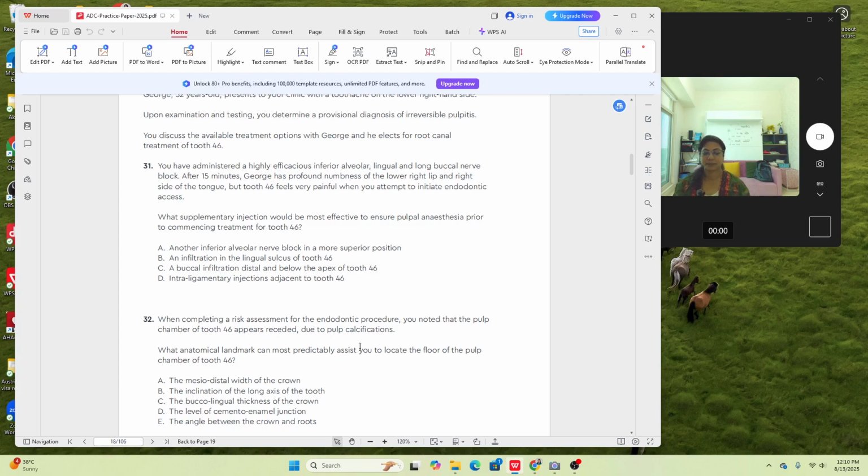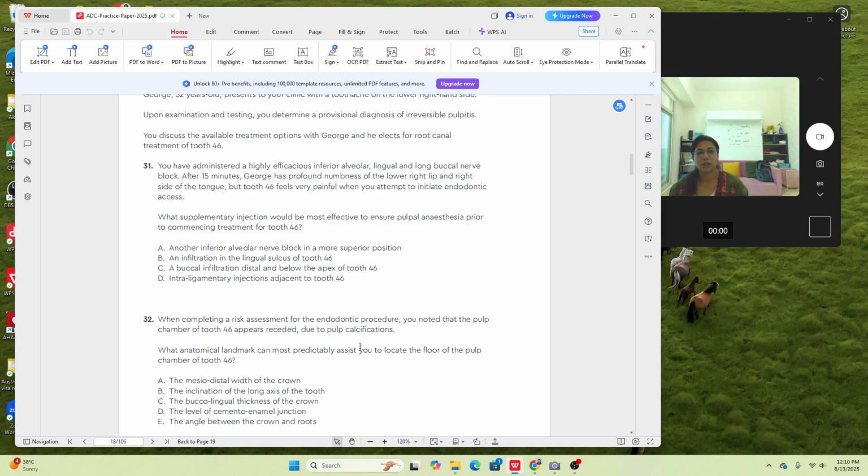That means the pulp chamber, if it's this much, it's reducing because a lot of tertiary dentine has formed. As it is, the patient is 52 years old. So that can happen due to pulp calcifications. Now, what anatomical landmark can most predictably assist you to locate the floor of the pulp chamber of tooth 4-6? Usually, the floor coincides with the cemento-enamel junction. Now, the cemento-enamel junction is usually 1 to 2 mm below the gingival margin of the tooth if the periodontium is sound.